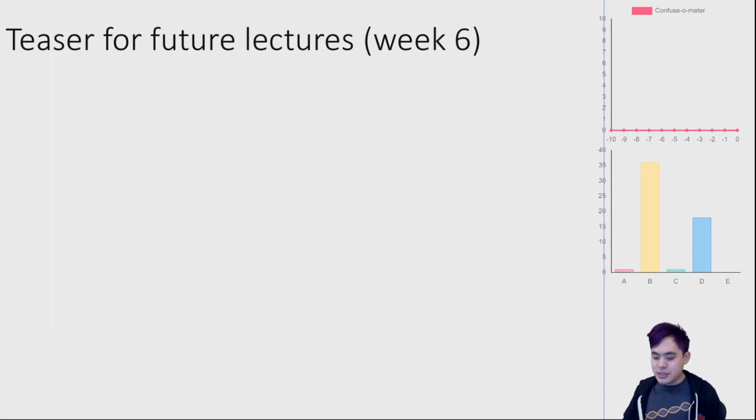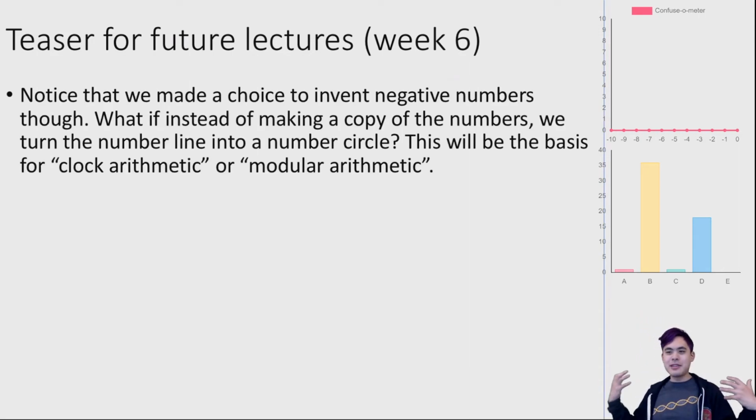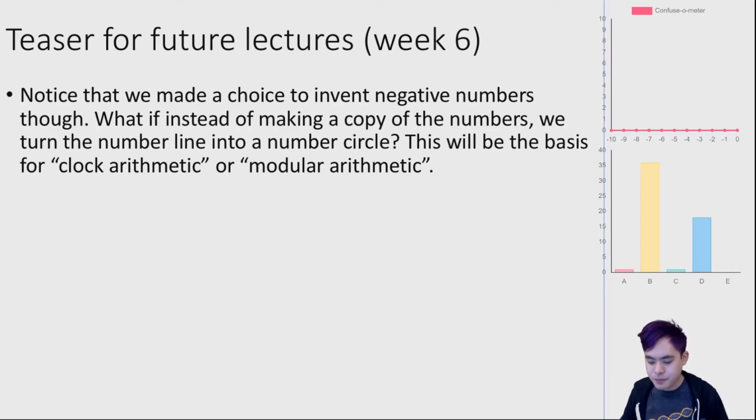So you'll notice that we made a choice to invent the negative numbers, right? In the last lecture, we spent some time asking what it means for us to have negative numbers. And the reason we invented negative numbers is we wanted to be able to do subtraction, right? The problem with only having positive numbers is that if you subtract 3 from 2, that doesn't make sense. But now that we have this idea of a number line, what if we turn the number line into a number circle? And this will be the basis for something we are going to call clock arithmetic or modular arithmetic.